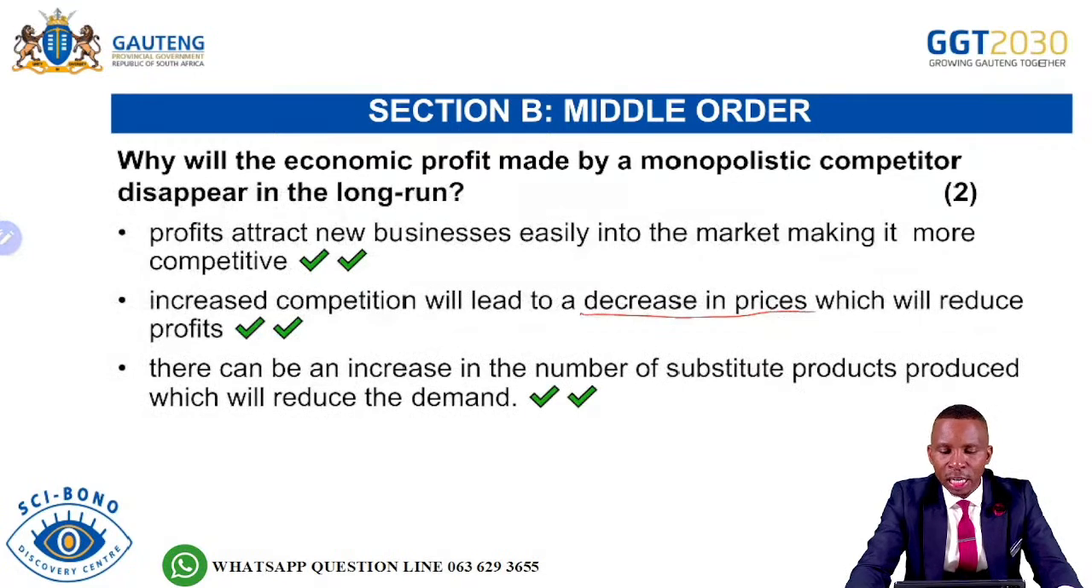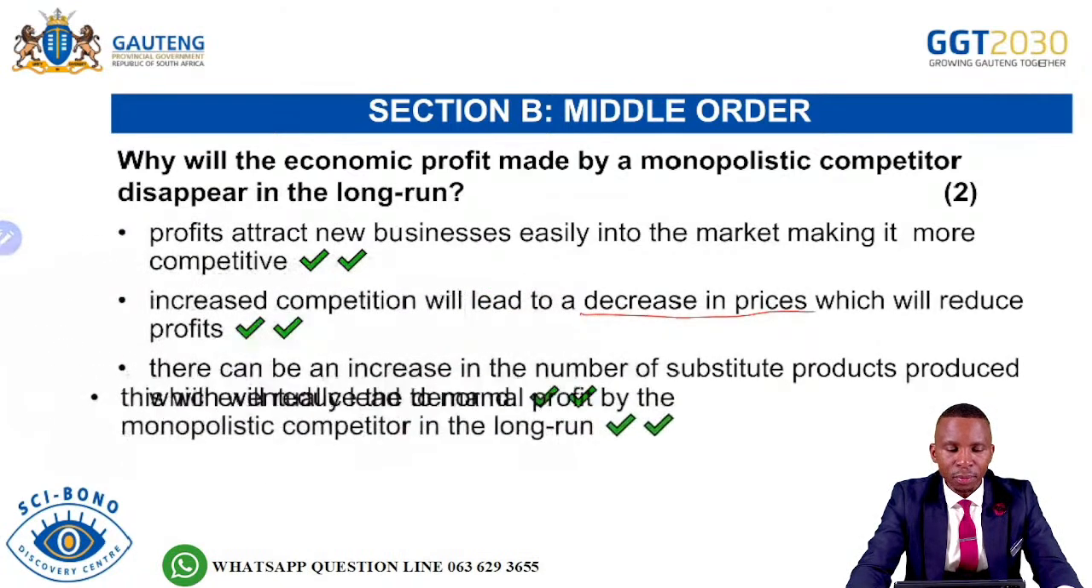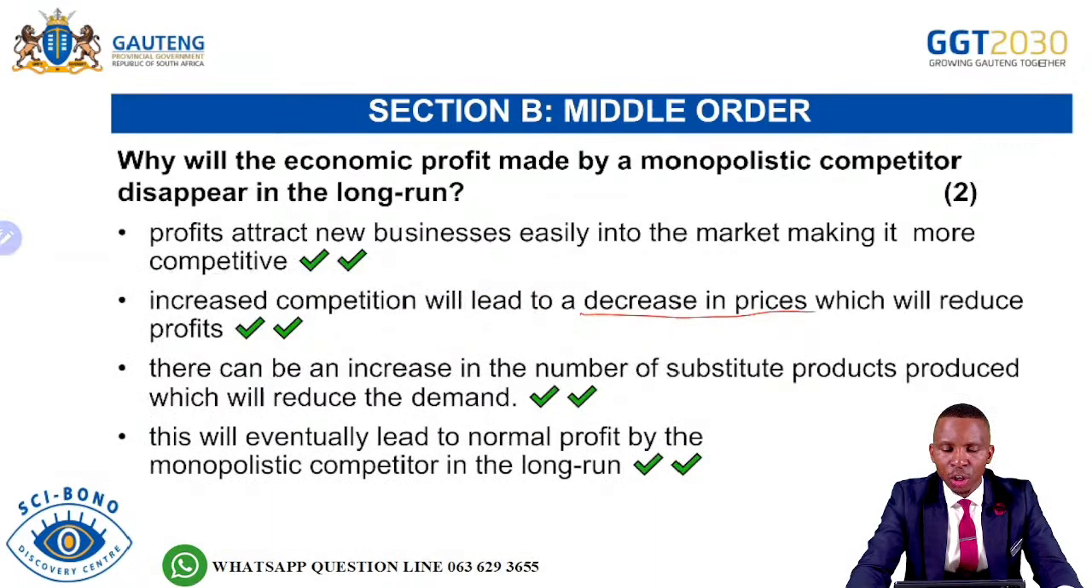There can be an increase in the number of substitute products produced, which will reduce the demand. Because substitute goods are made available in the market, the demand for the particular firm or existing firms will be reduced. So that will lead to them earning less revenue and less profit in the long run. This will eventually lead to normal profit for the monopolistic competitor in the long run.